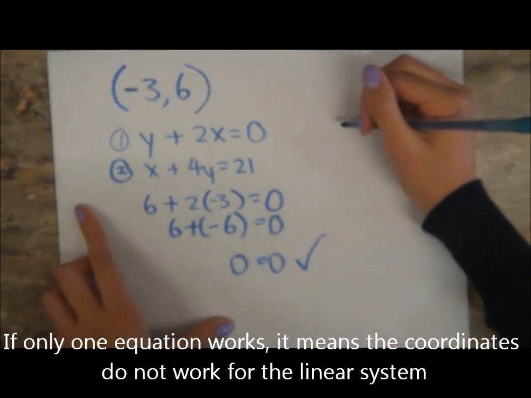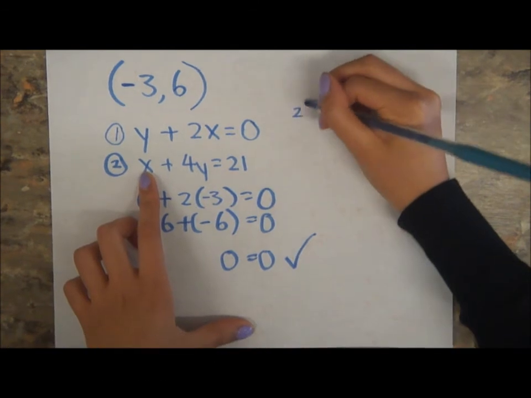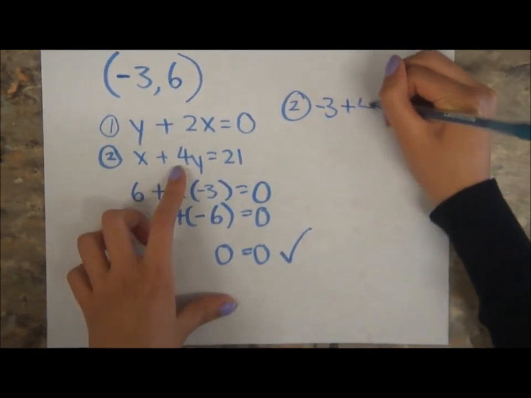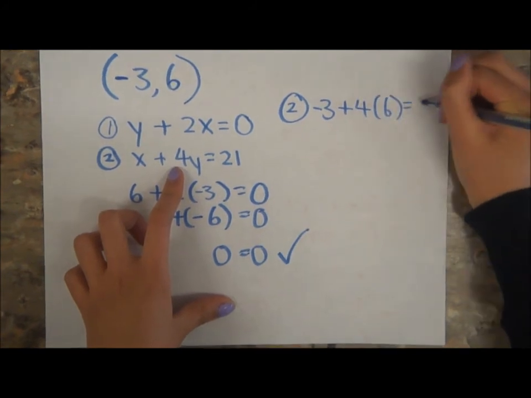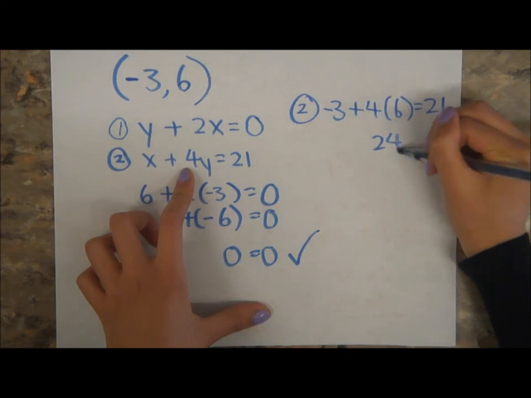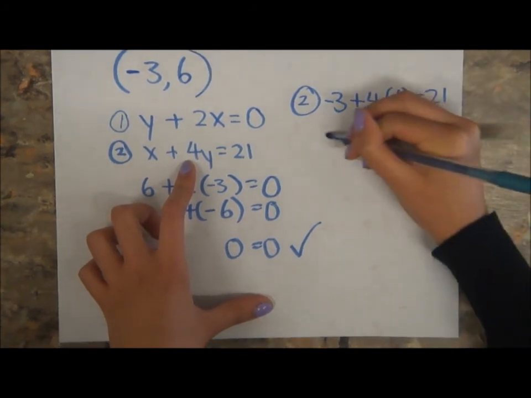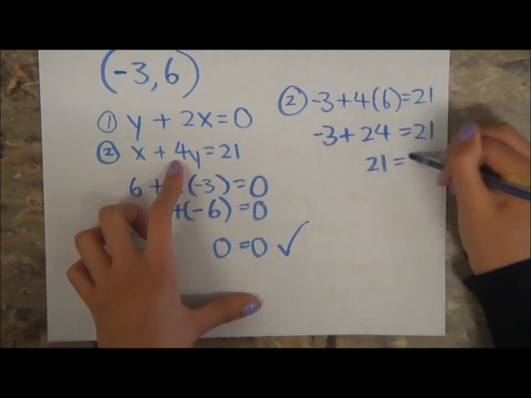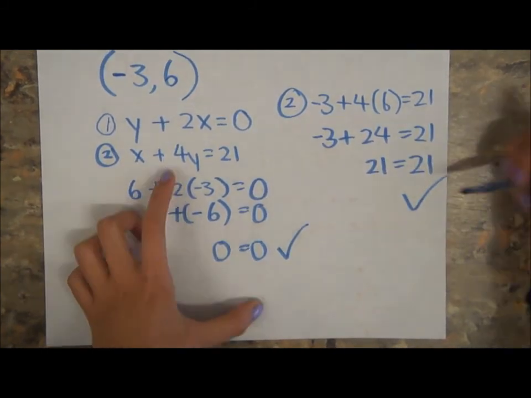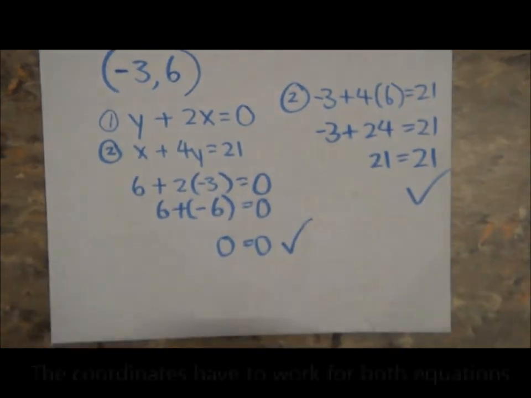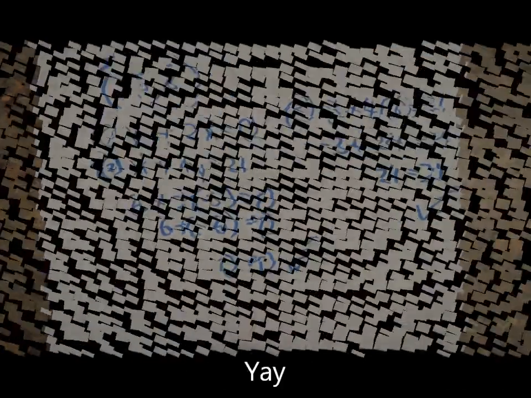Now I'm going to do the second equation. So I'm going to put negative 3 plus 4 times 6 equals 21. 4 times 6 is 24. And 24 plus negative 3 is 21. So since these coordinates work for this system, it means it's right.